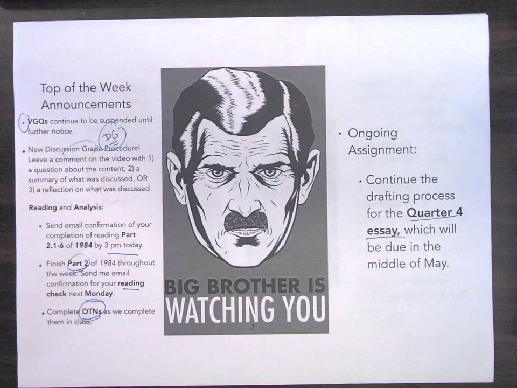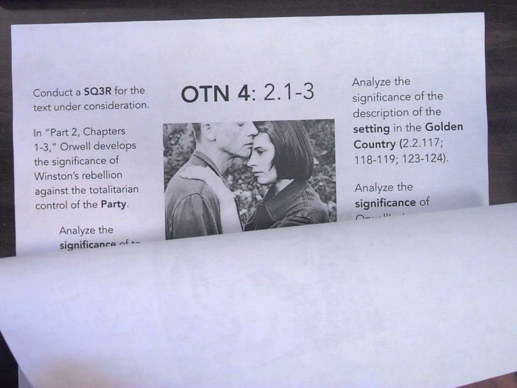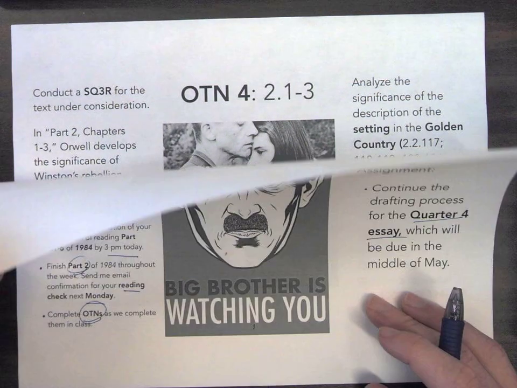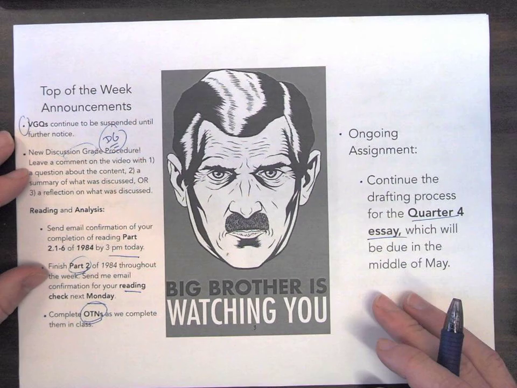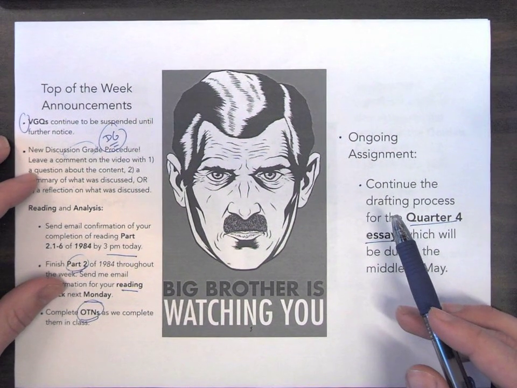Today is Tuesday, April 21st, and today we're going to be working on our OTN number 4, which is going to be analyzing Part 2, Chapters 1 through 3 of 1984, which you should have already read. But before we do that, let's go ahead and review the top of the week announcements briefly.